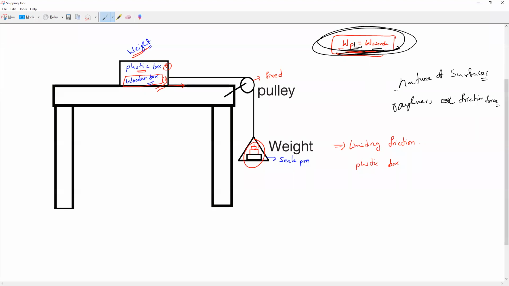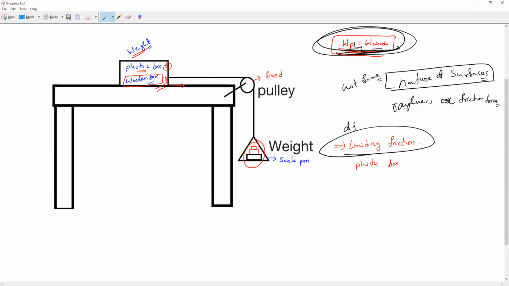But is the nature of their surfaces the same or not the same? Not the same. So since different bodies were used in the two cases, will we get different limiting friction or the same limiting friction? Different limiting friction. Do you all understand, everybody?